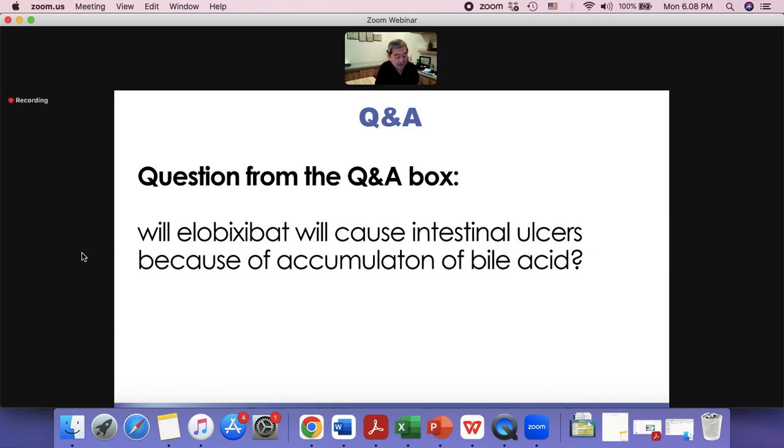Because as you know, bile acids can irritate the colon, and that's one way in which it causes diarrhea in patients who have bile acid malabsorption. But what about patients who have constipation? Do you foresee any risk of it causing intestinal ulcers or colonic ulcers?